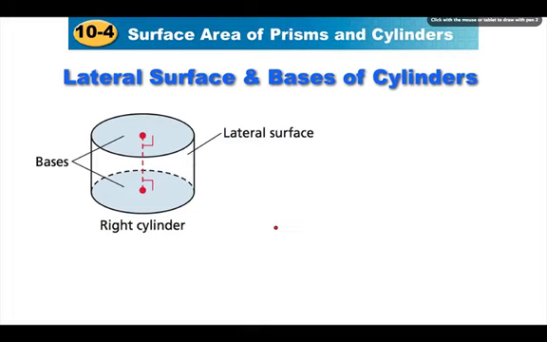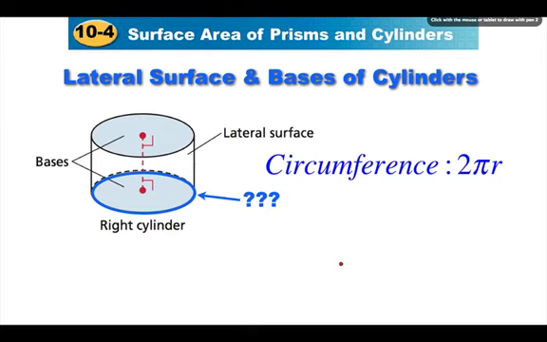This is a very important part of this picture that you're going to be using on the next slide. If I ask you to give me the distance around this blue region, you should be able to tell me that that is equal to the circumference of the circle, which will be 2 pi r. Now let's use this information on the next slide.